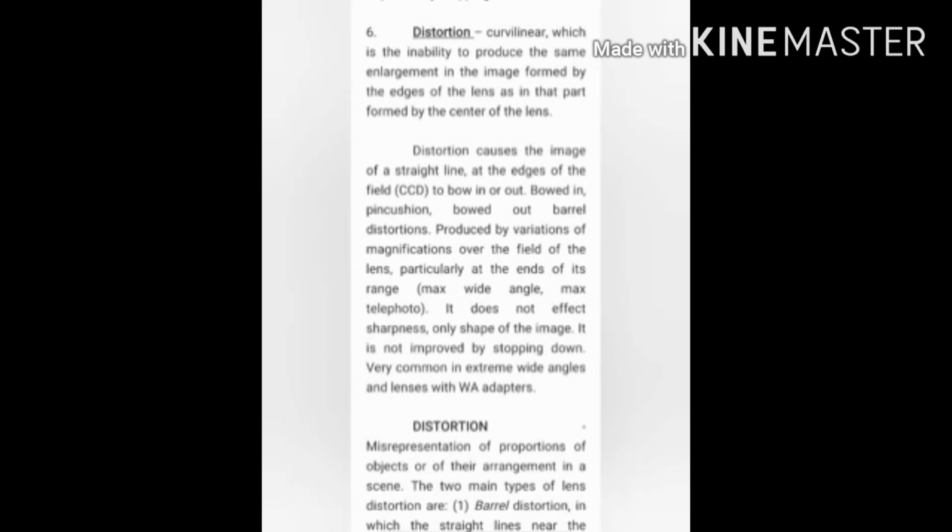Curvilinear, which is the inability to produce the same enlargement in the image formed by the edge of the lens as in the part formed by the center of the lens. Distortion causes the image of a straight line at the edge of the field to curve.